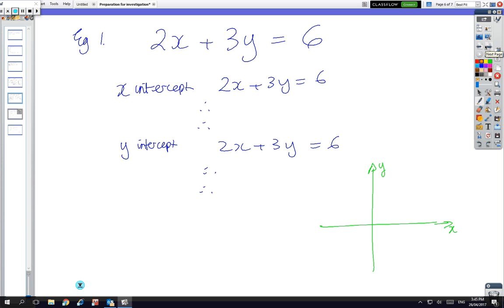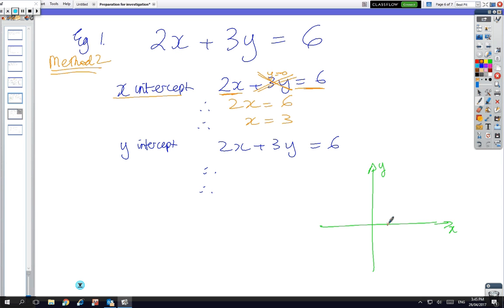Okay, so here's how it's useful. We're going to use method 2. If you just be patient, you'll see. So I've set up some blank lines. So this is what we're doing. The x-intercept is an x answer, but the y value equals 0. So we just cross it out. And so you're left with 2x equals 6, and so x equals 3.